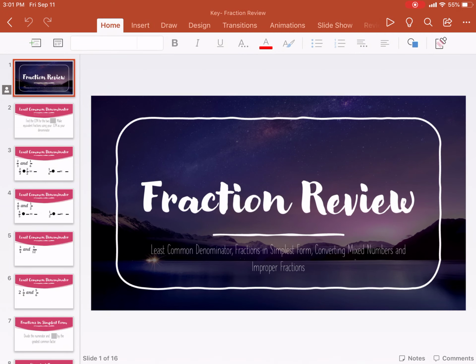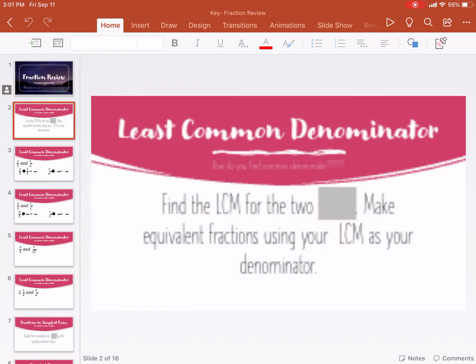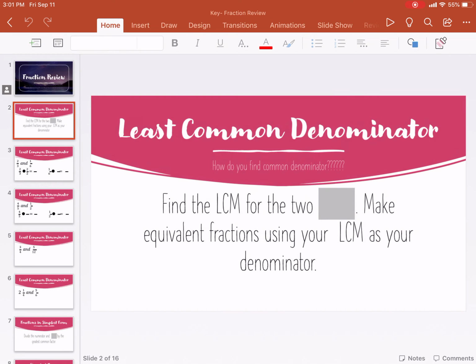Hi guys, in this video we're going to do a little quick fraction review. We're going to do least common denominator, fractions in simplest form, and converting mixed numbers and improper fractions. So let's first start with least common denominator. How do you find a common denominator?